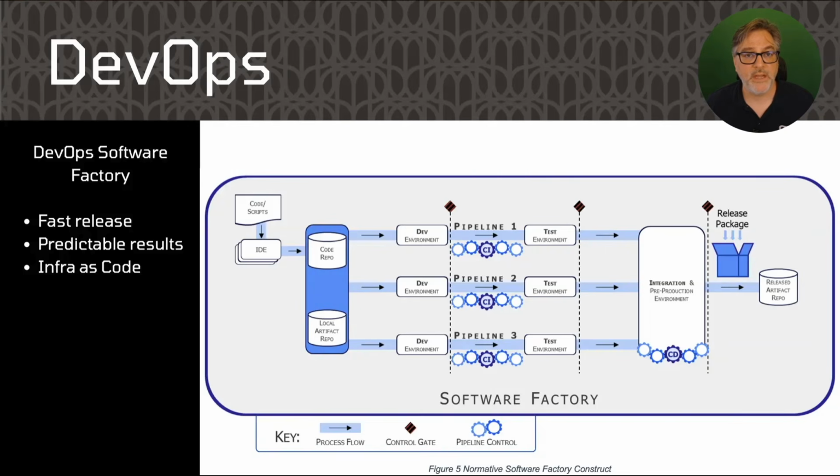What that does is it enables you to publish your code from the IDE and store it into a code repo. Now, that code repo, whether it's in the cloud or a local artifact repo, then pushes your code into a development environment where the first round of testing and build activities take place. So that's considered one of your potential pipelines, where you're going to have different sets of code that run through those pipelines in order to ultimately make their way to an integration and pre-production environment.